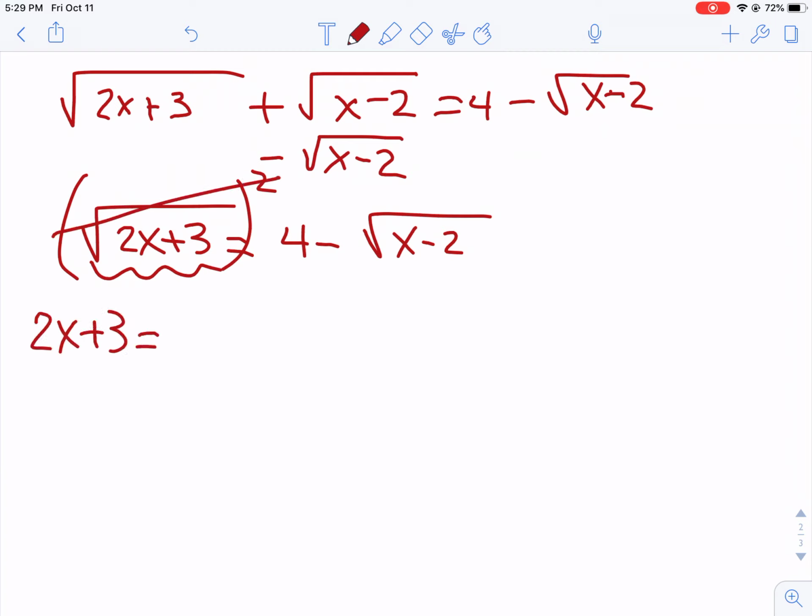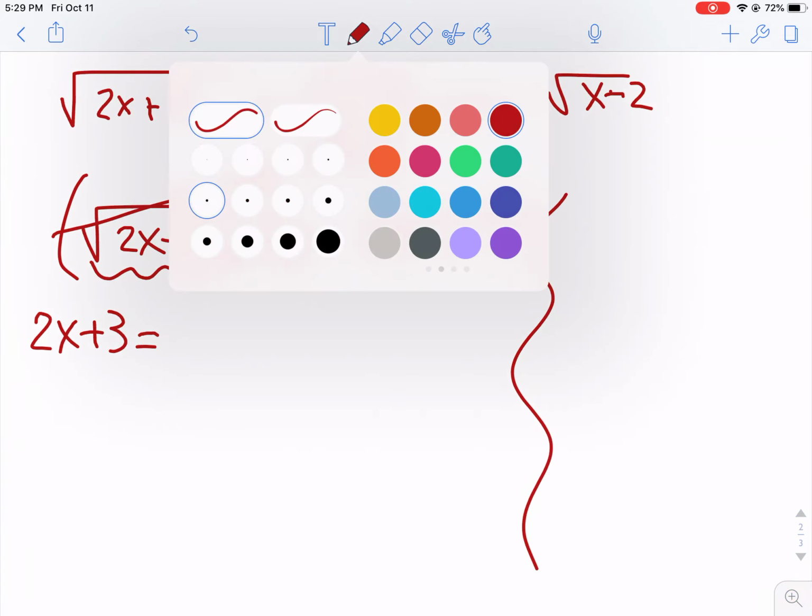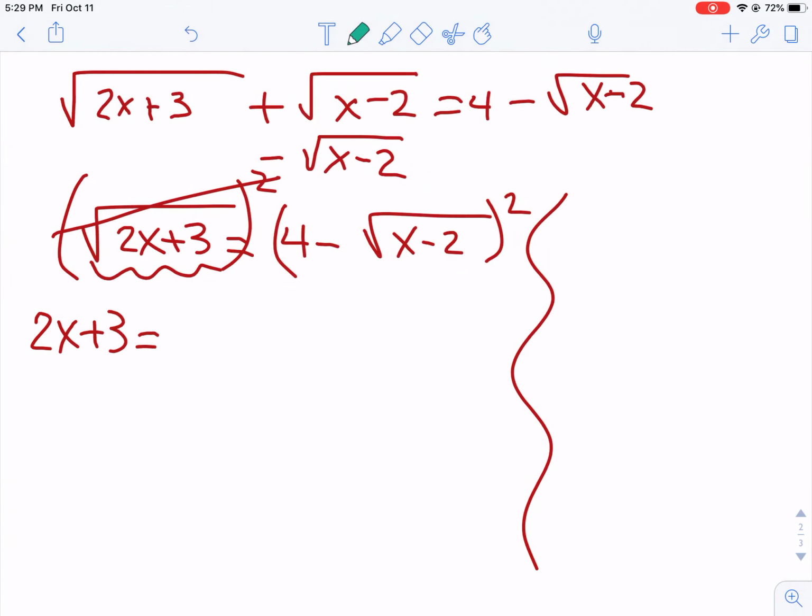Okay, that's pretty normal. But when I square this side, this is like having a quantity squared. So you can't just square the 4 and square the x minus 2. That doesn't work that way. That's something that we keep doing on our tests. You have to take 4 minus the square root of x minus 2 times 4 minus the square root of x minus 2. Okay? So when I do that, I'm foiling.